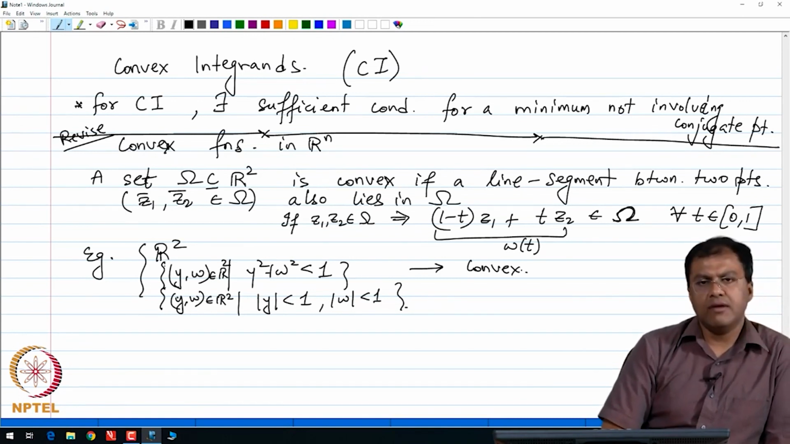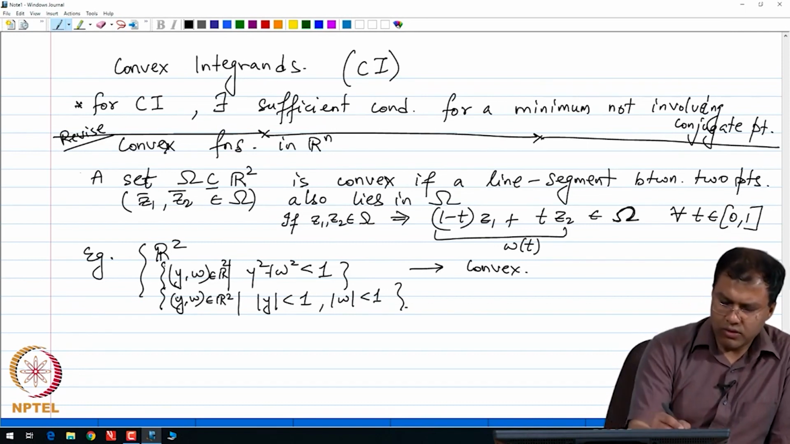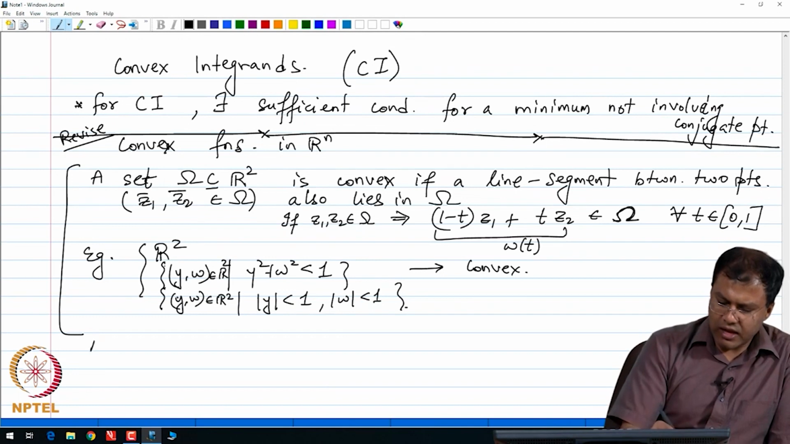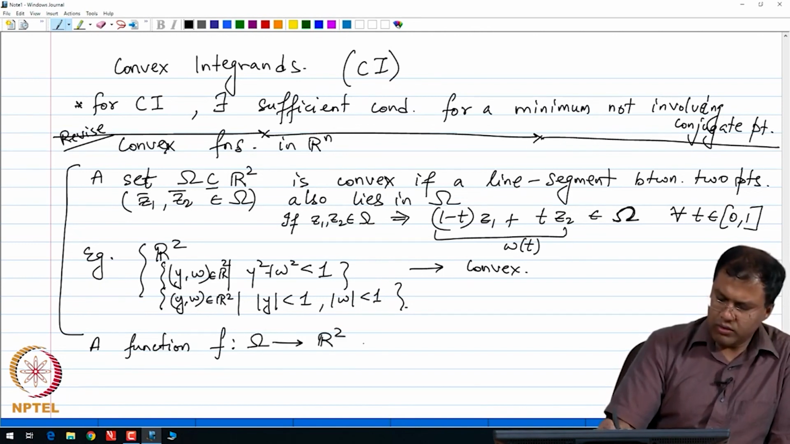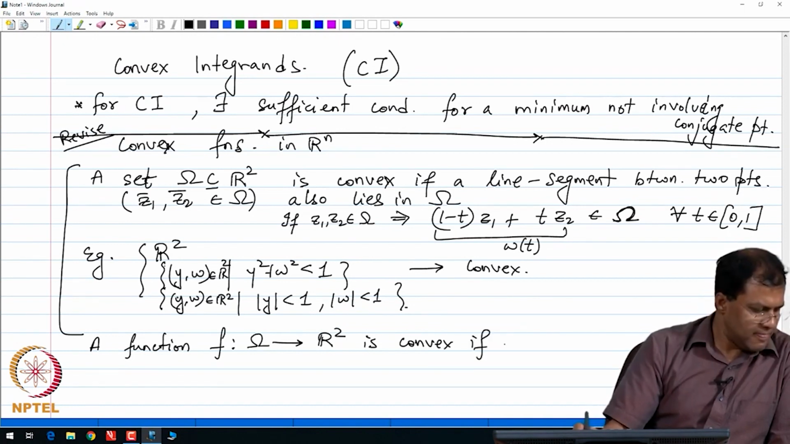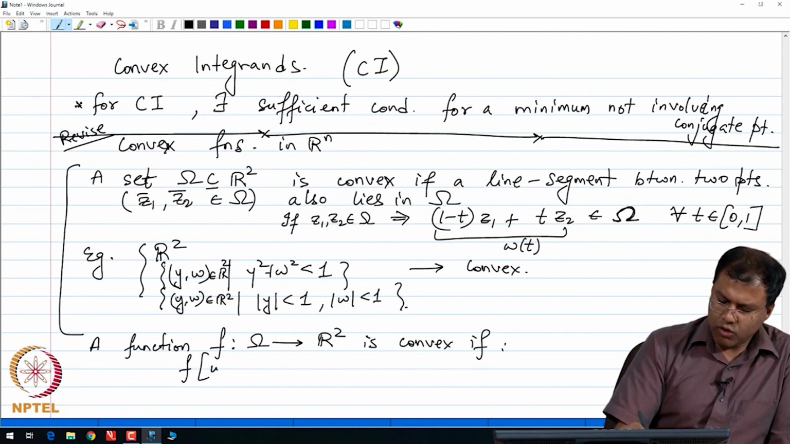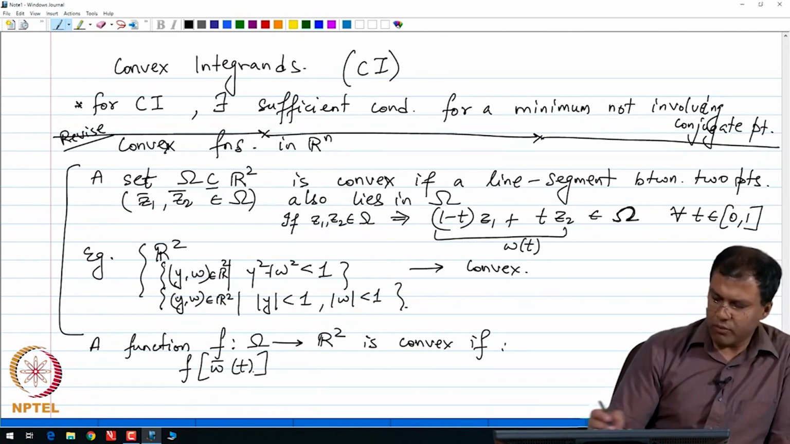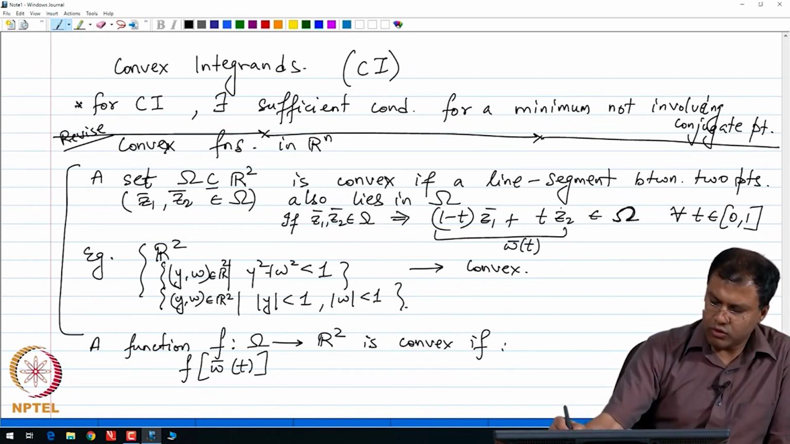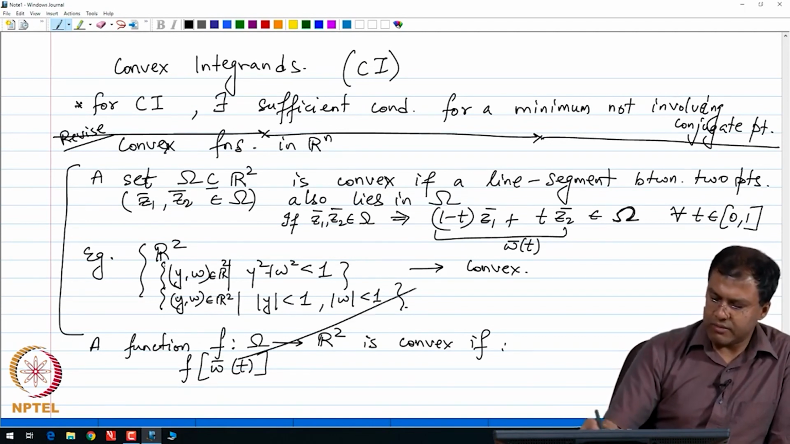So, then I describe what are convex functions. So, that is my convex set. So, a function f from omega to R2 is convex if f of omega of t, which is given by, so omega itself is a vector. So, this is my omega.